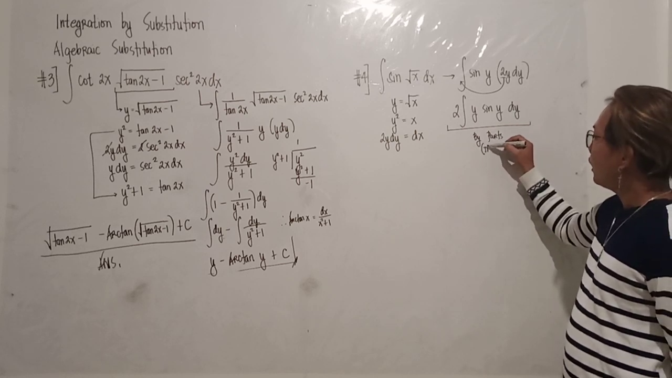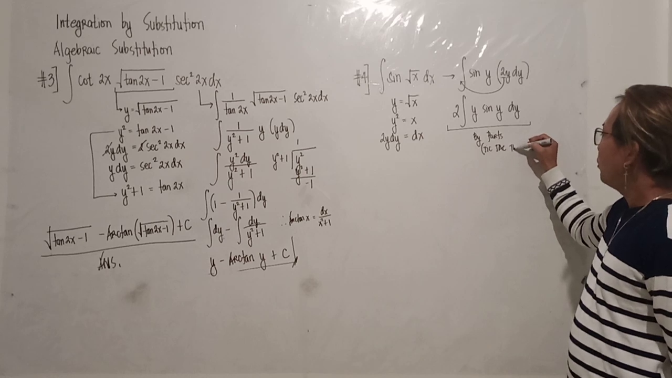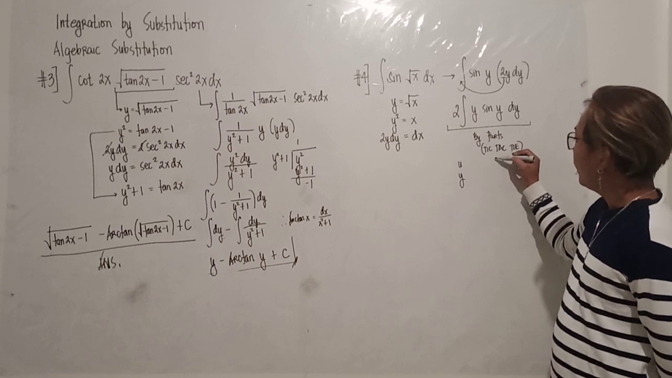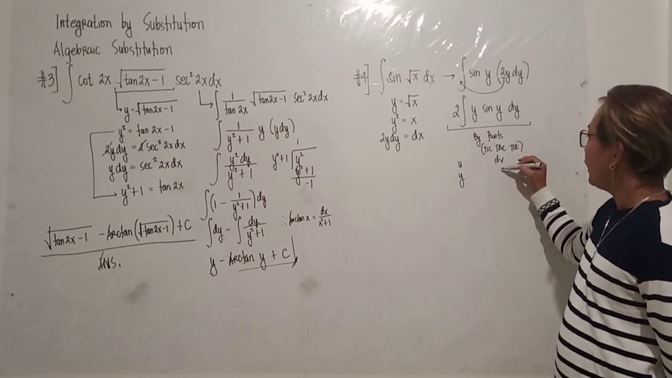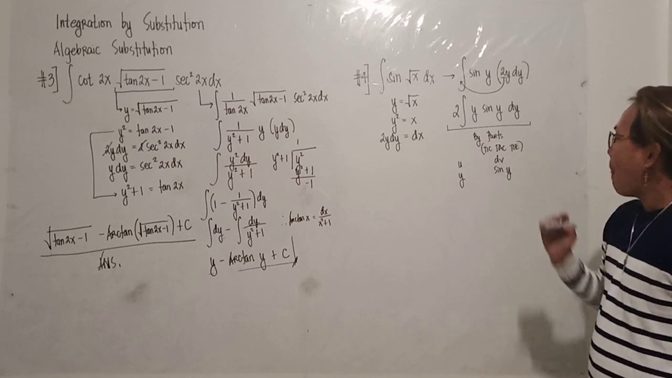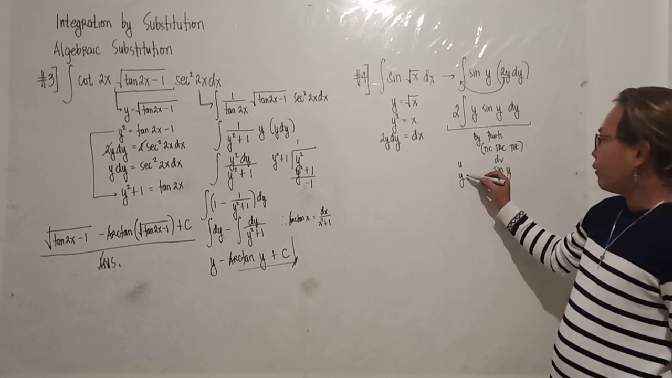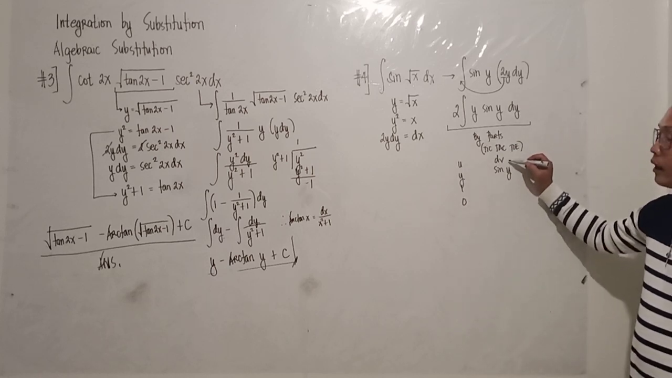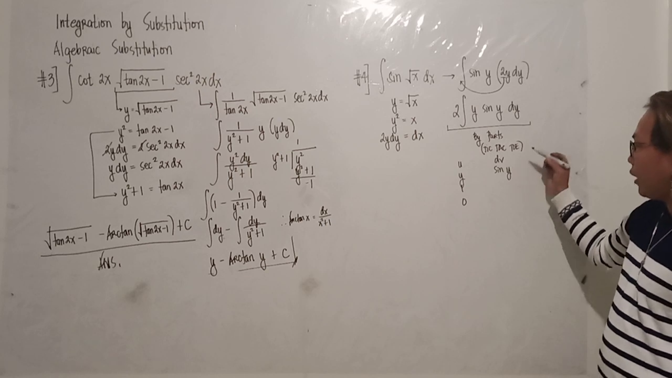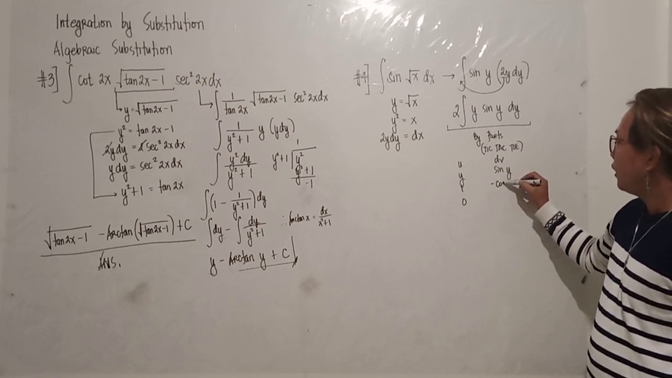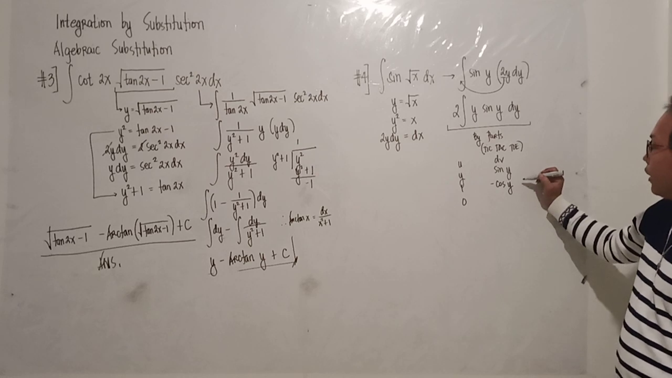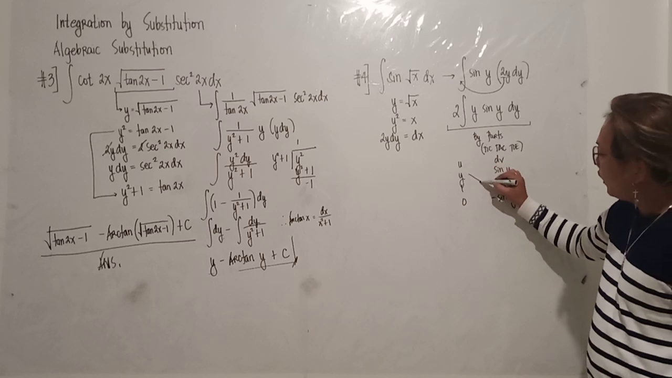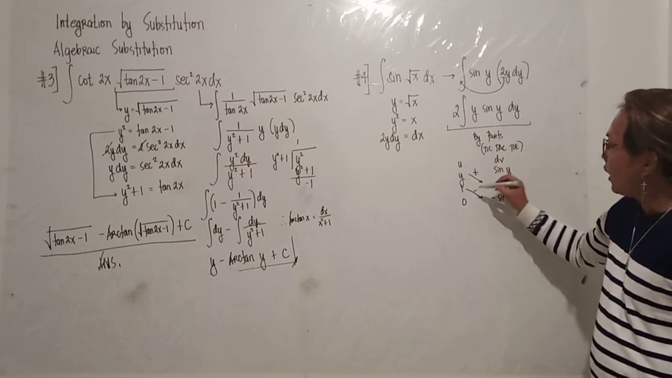Then we will use the tic-tac-toe method. You will set your u as the y, then the dv part is the sine of y. Take the derivative of the u, you will have y, then 1, then 0. Then take the integral of the dv, that is sine y, which is equivalent to negative of cosine y. Then the integral of the negative cosine y is negative sine y. Then take the diagonal with alternating sign.